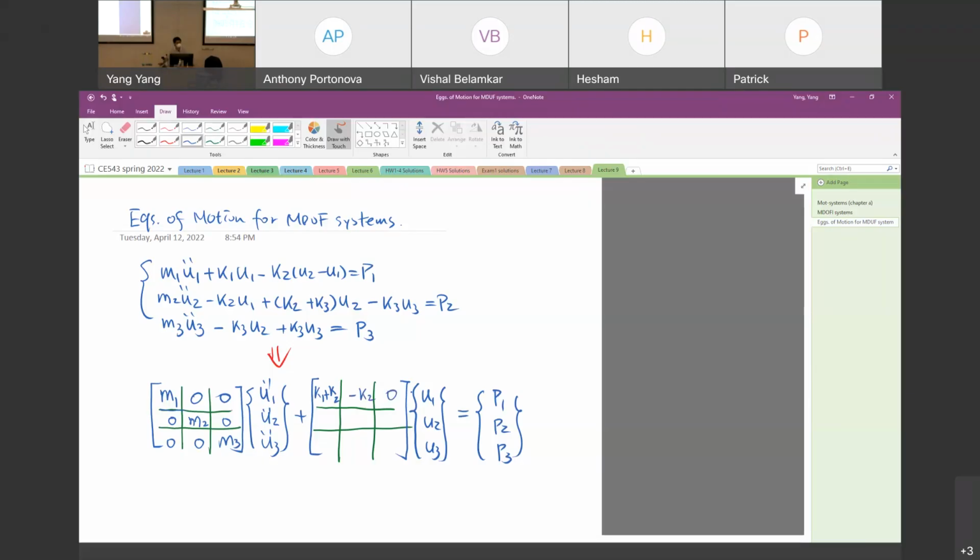Hunter, would you like to do the second row? Sure. I can do the second one. Hisham, you want to do the second one? So yeah, K2 plus K3. K2 plus K2, where to put? No, I mean in the middle cell. Okay, middle cell. Sorry, in the middle cell, negative K2.